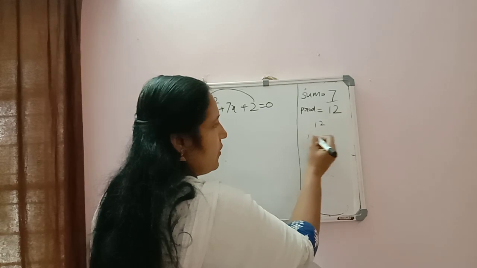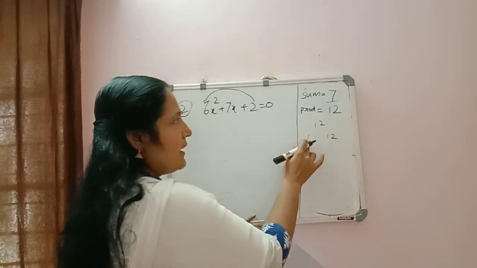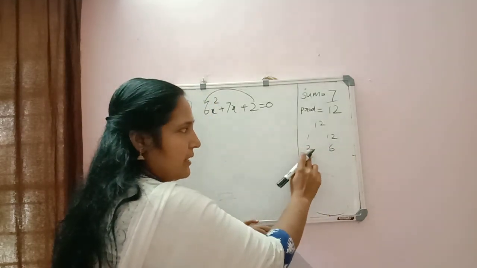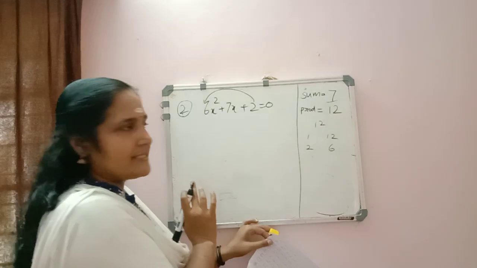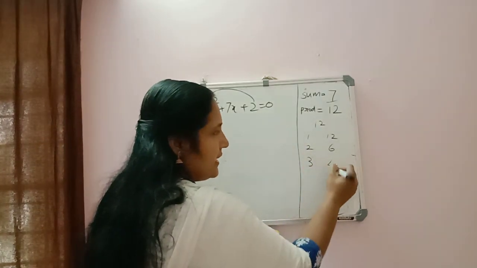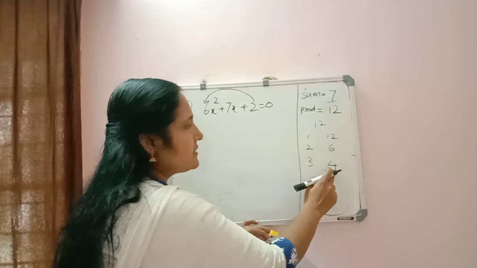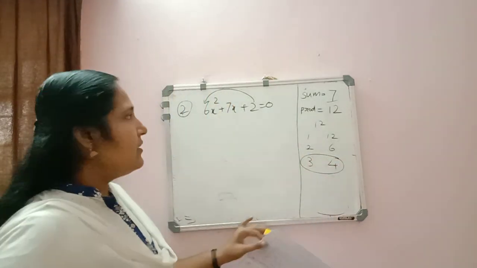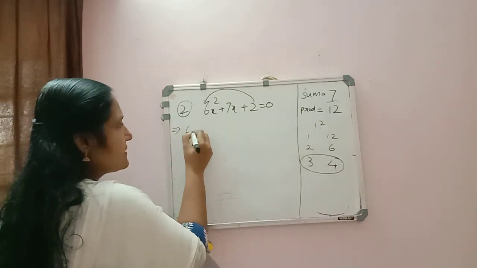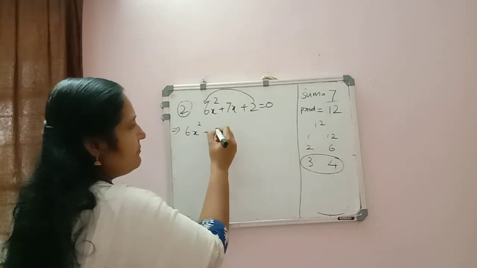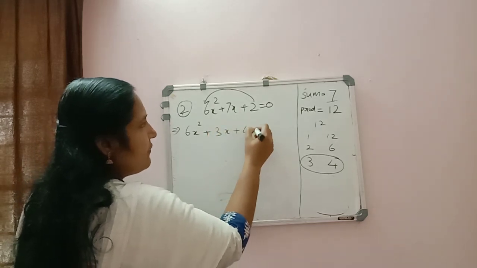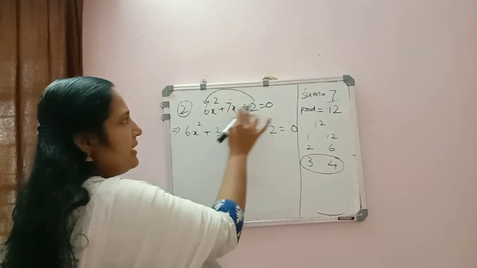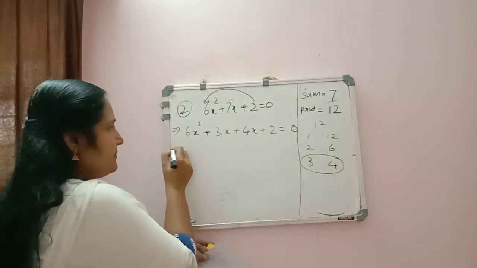12. 1 into 12 is 12, but 12 plus 1 will not give you 7. Then next, 2 into 6 is 12, but 2 plus 6 is not equal to 7. Next is 3 into 4, 12, and 3 plus 4 is equal to 7. So these are the two numbers which we need there. So we will split in this way. 6x square plus 7x can be written as 3x plus 4x plus 2 equal to 0. We are only splitting the middle term. In the rest of the terms, no change there.